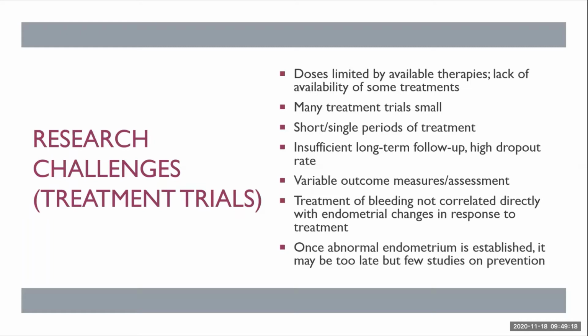Many treatment trials are small. They only look at short or single periods of treatment with short-term follow-up and a high dropout rate. And the outcome assessment and measurements have been very varied, and very few of them have looked at some of the newer ways of measurement and outcomes that we just heard about. The treatment of bleeding doesn't necessarily correlate directly with endometrial changes in response to treatment. And another thing to consider is that once these abnormal endometrial changes are established, it may be too late. However, there are very few studies on prevention. Next slide, please.